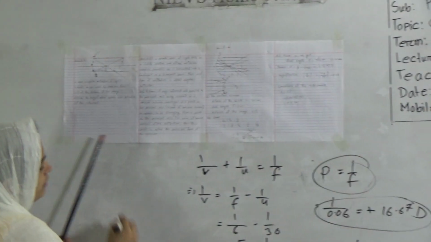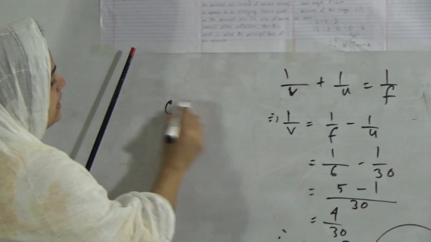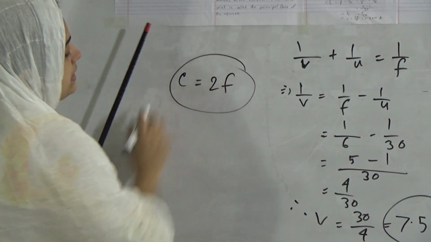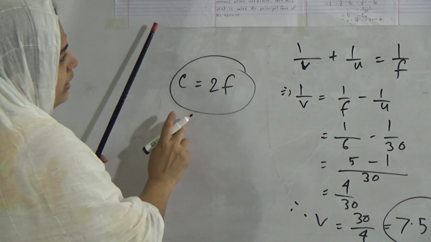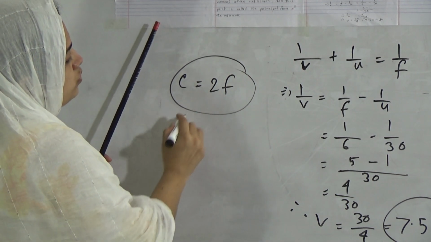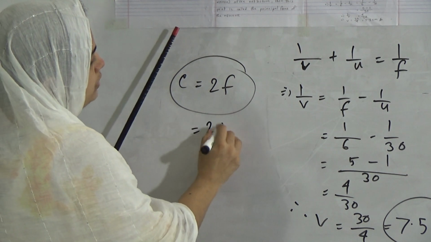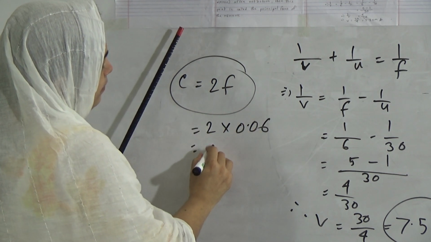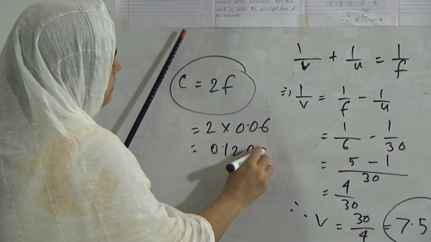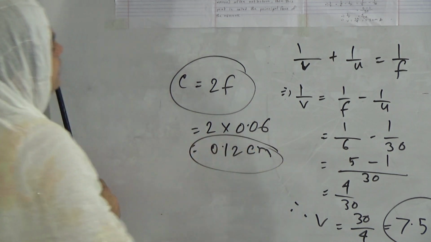And now we will find the curvature. Curvature C equals 2f. My dear students, this is another formula. You have to memorize this formula also. Okay, curvature of the instrument C equals 2f. So 2 into f, which is 0.06. Okay, it will be 0.12 meter. So this is the curvature of the instrument.